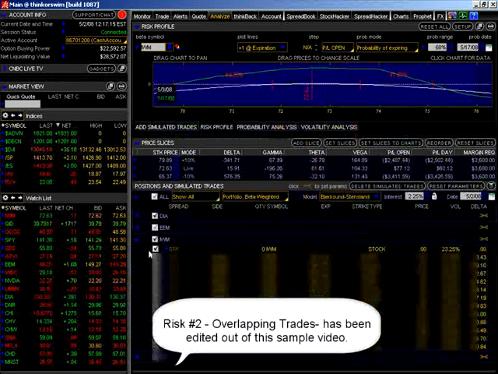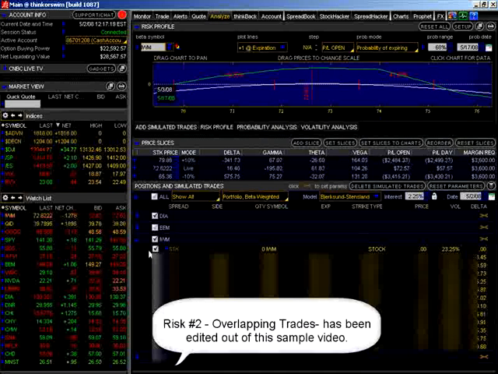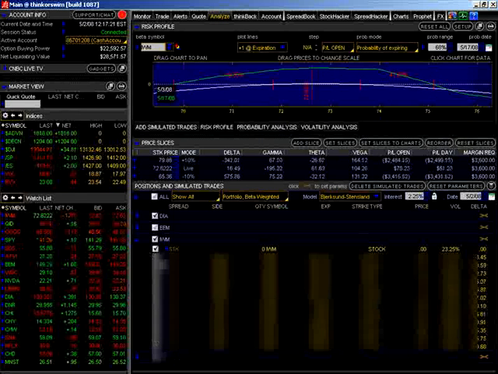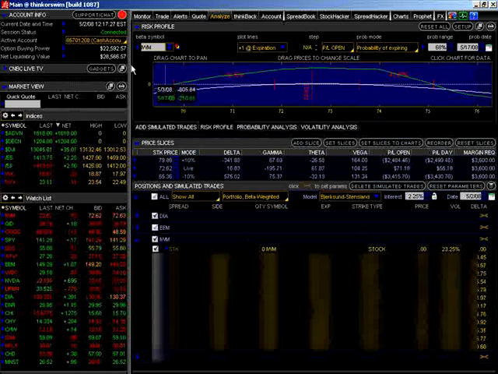The third thing I want to warn you about, and the third risk of really this type of business, is the allocation of capital. Allocation of capital means that you have so much capital available to you.